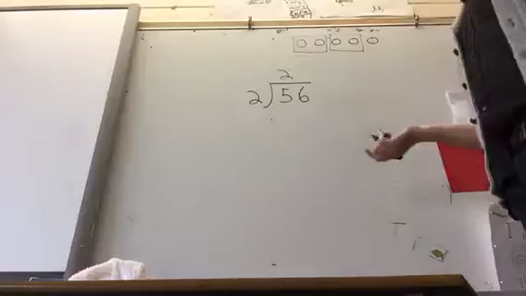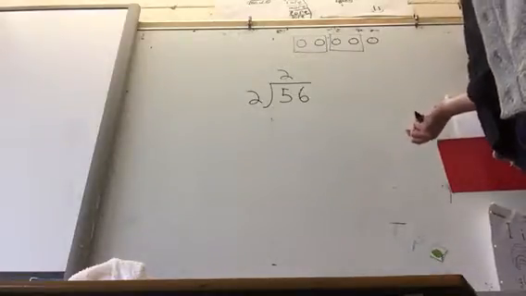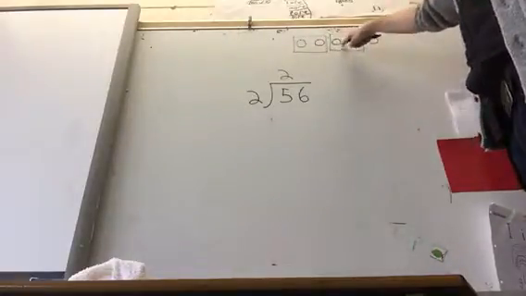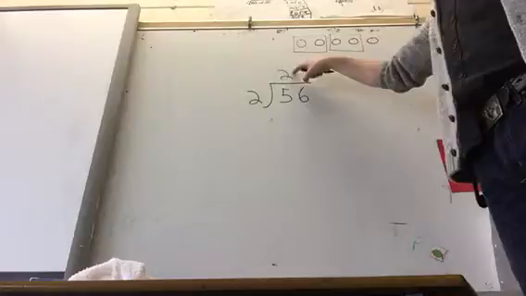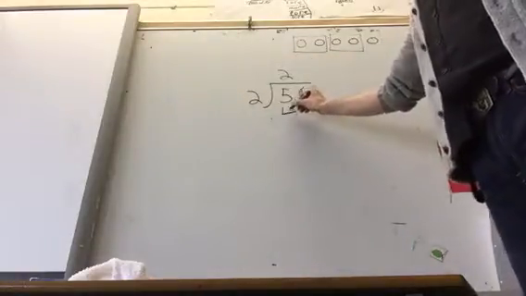2 groups of 2, how many cookies does that account for? How many cookies is 2 groups of 2? It's 1 cookie, 2 cookies, 3 cookies, 4 cookies. 2 groups of 2 gives us 4.